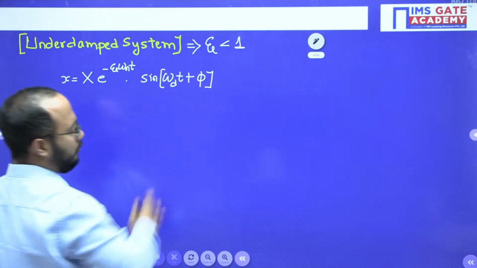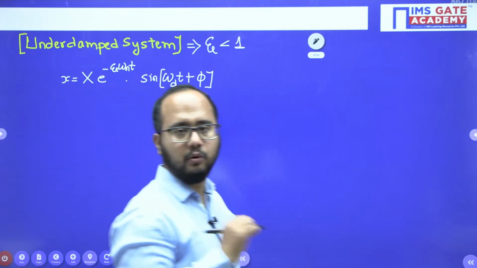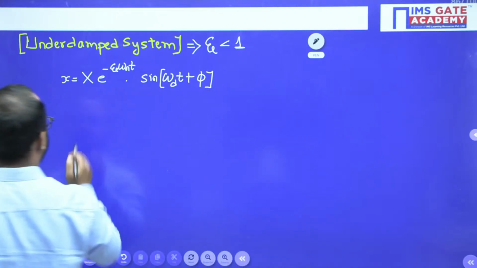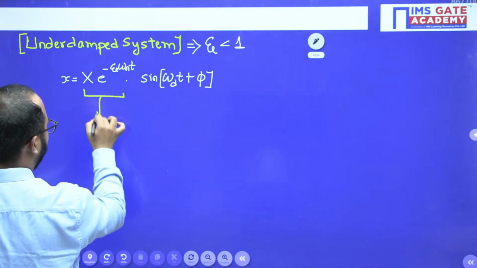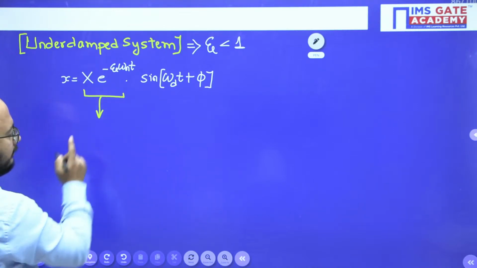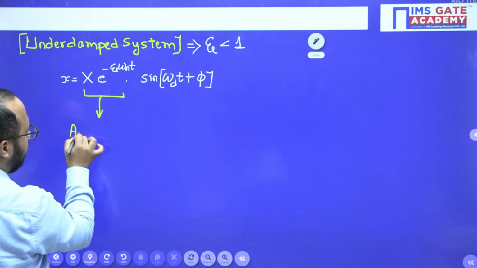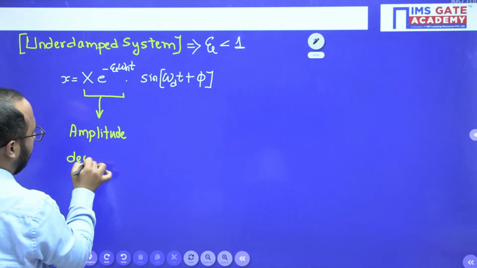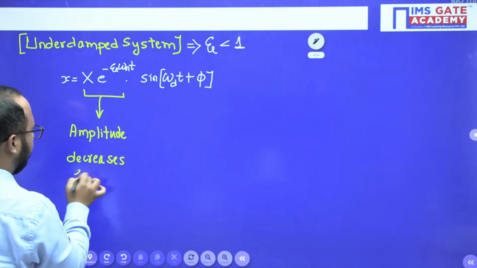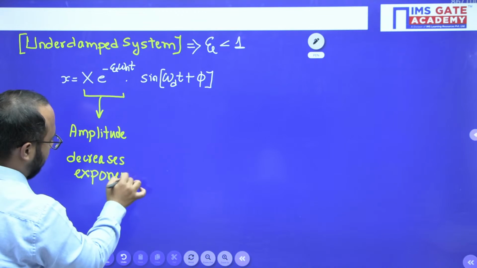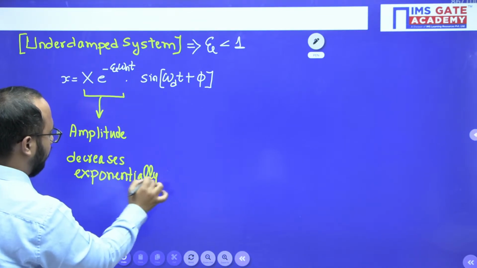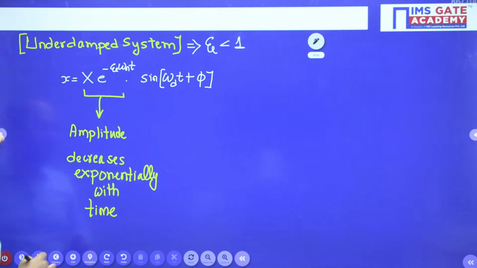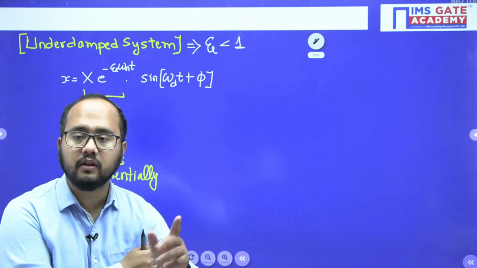Now see, very important point guys. This solution is very important, and you need to analyze this solution also, right? Now if you consider this thing as an amplitude, this is the amplitude part, and you will see amplitude decreases exponentially with time. Okay, amplitude decreases exponentially with time.